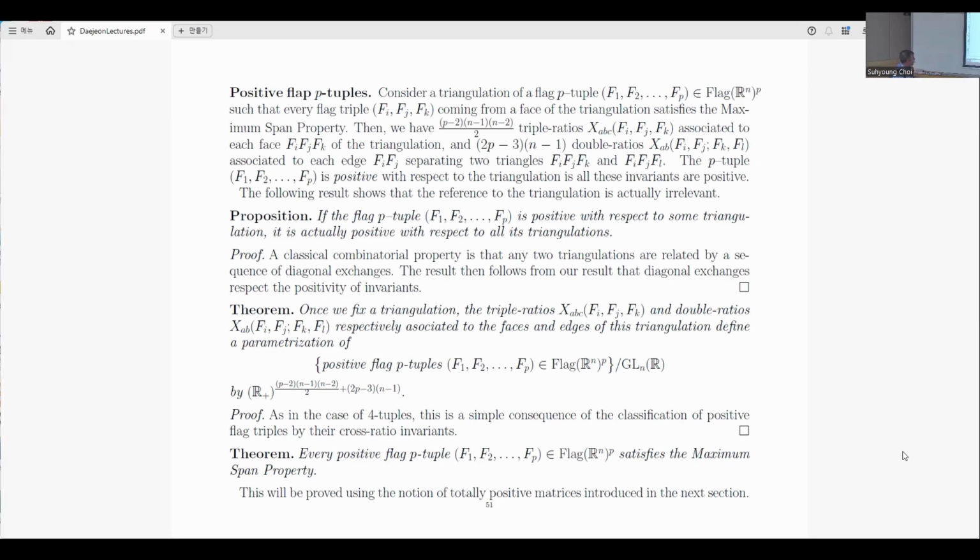And then we're going to say that the p-tuple here is positive if all of these numbers are positive. So it's exactly like what we did with quadruples. And so it's going to be positive, but this definition depends on the triangulation. So the result is the p-tuple is positive with respect to the triangulation. However, there is a proposition, which is that if it's positive with respect to some triangulation, it's positive with respect to all triangulations. So you don't have to worry about fixing a triangulation.